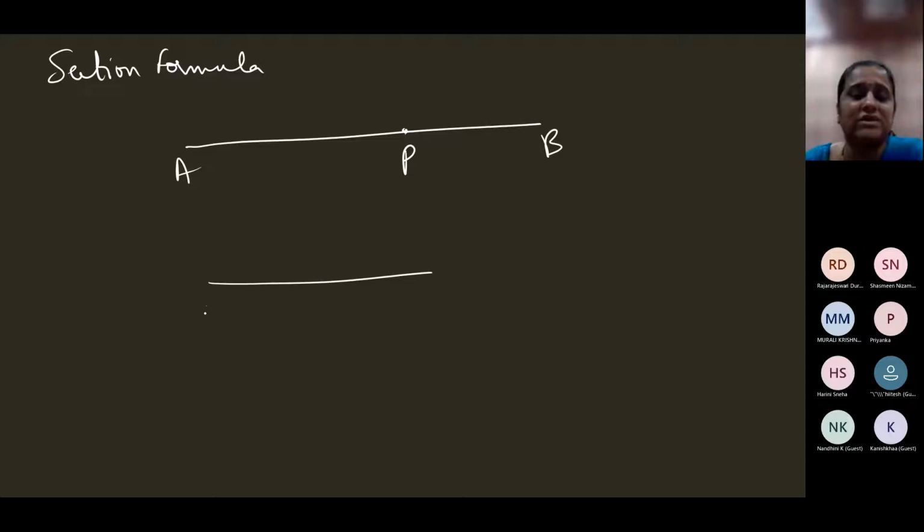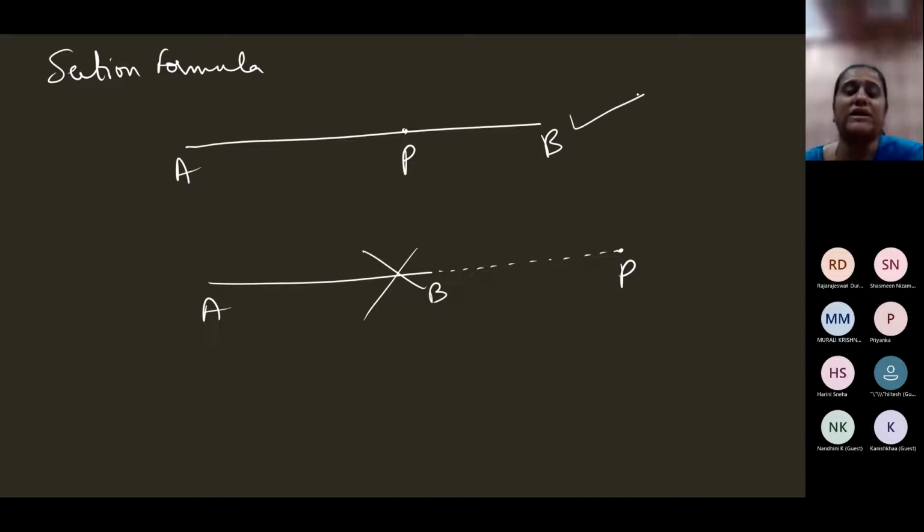Now, supposing you have the line segment AB like this, and when AB is produced, P lies on it. If P lies on AB produced, it means P divides AB externally in the ratio AP is to PB, external division. We don't have this. External division is point P lying on AB produced. We don't have this in our syllabus.